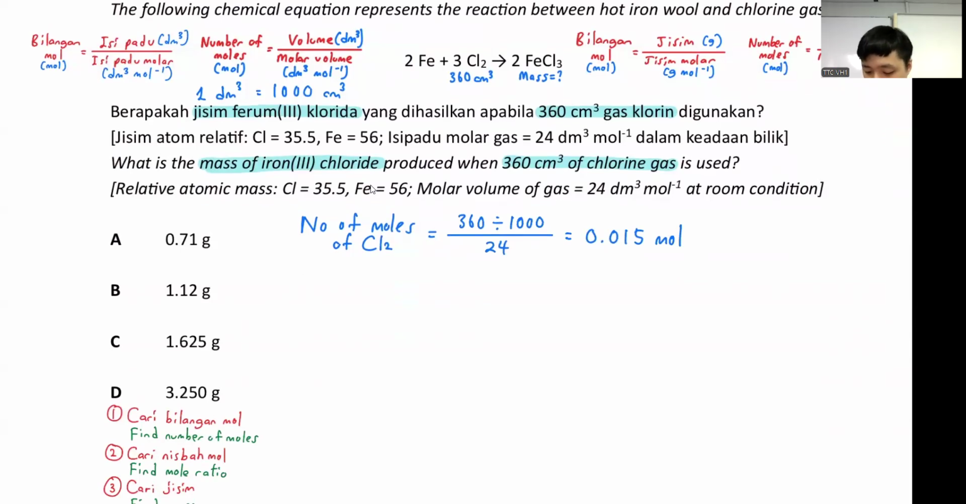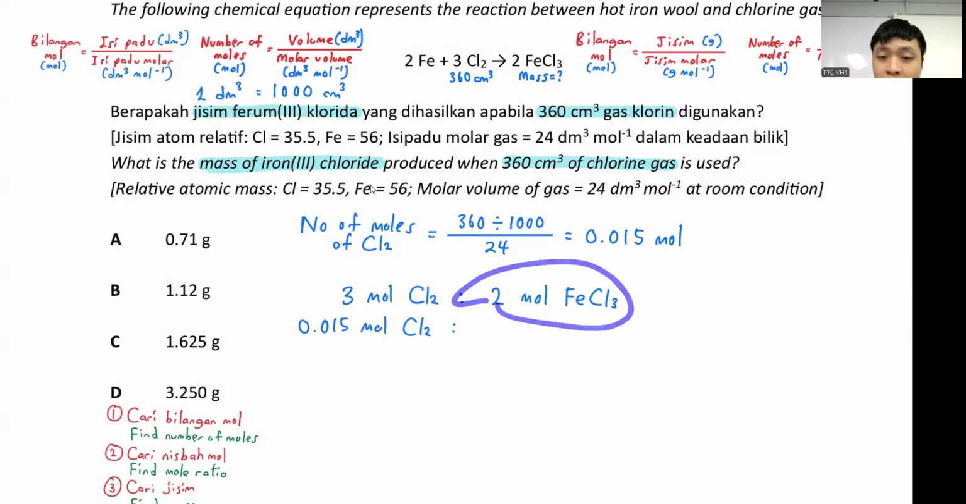And then ratio, same thing. Now, be careful with this ratio. This one is 3 to 2. You see the equation, 3 to 2. So 3 mole of Cl2 to 2 mole of FeCl3. Just now I got 0.015. What do I get for mole of FeCl3? How do I get it?